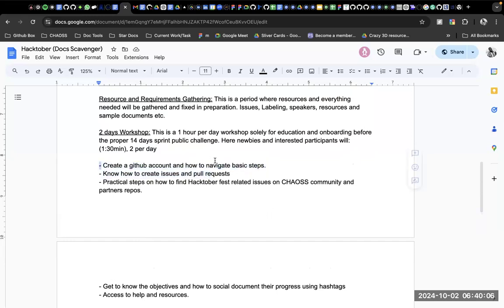The first topic is creating a GitHub account and how to navigate the basic steps in GitHub. Know how to create issues and pull requests. Practical steps on how to find Hacktoberfest related issues on the CHAOSS community and partner repos. Basically, a step-by-step process to find these issues. Because in the global community meeting we had yesterday, they mentioned not all issues are going to be Hacktoberfest worthy for newbies. So there are going to be selected issues from different projects that anybody can contribute to, regardless of level of experience or knowledge. These issues are going to be labeled Hacktoberfest documentation or something.